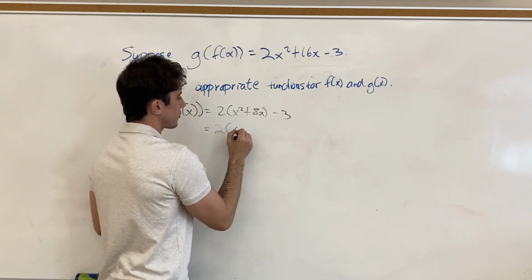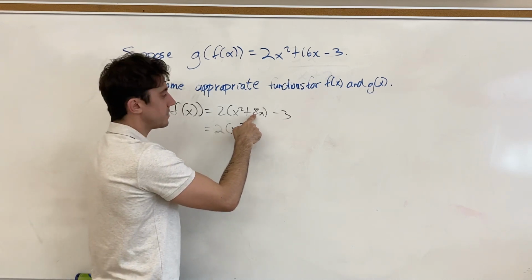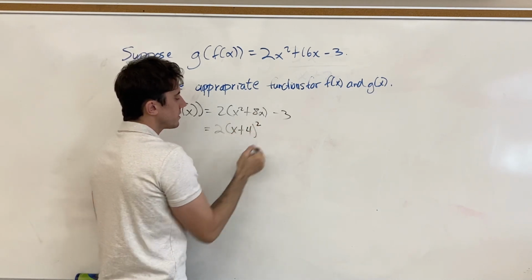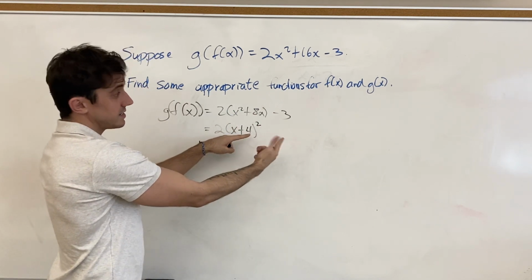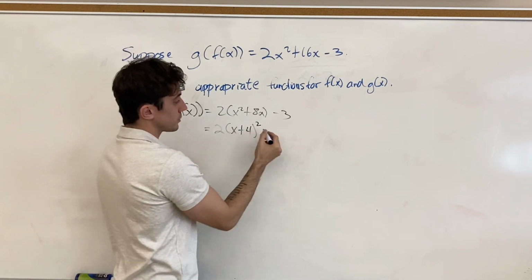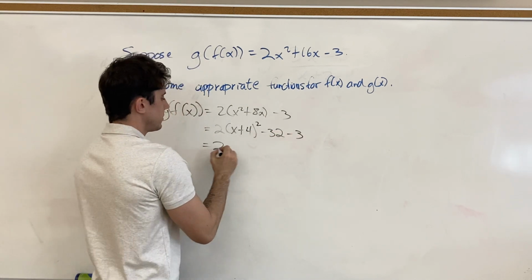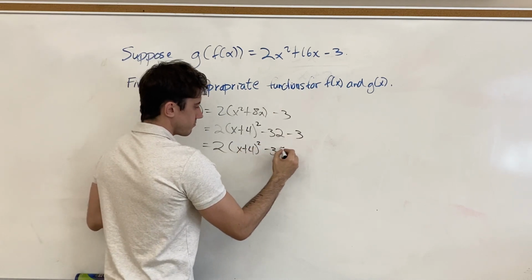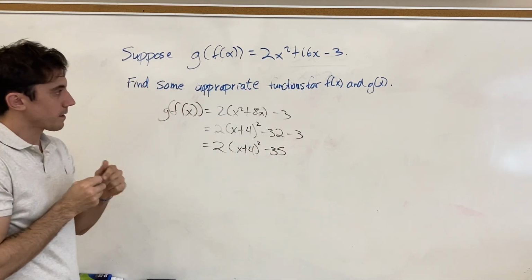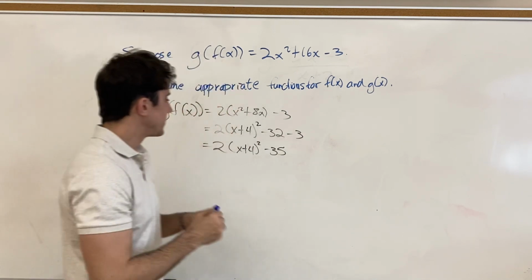So that's 2 bracket x plus 4, half the b value, and then all squared. Now, we just created x squared plus 8x plus 16 times 2. 16 times 2 is 32, so we need to balance it out, right, by subtracting 32. And so we can finish by writing g of f of x like so.